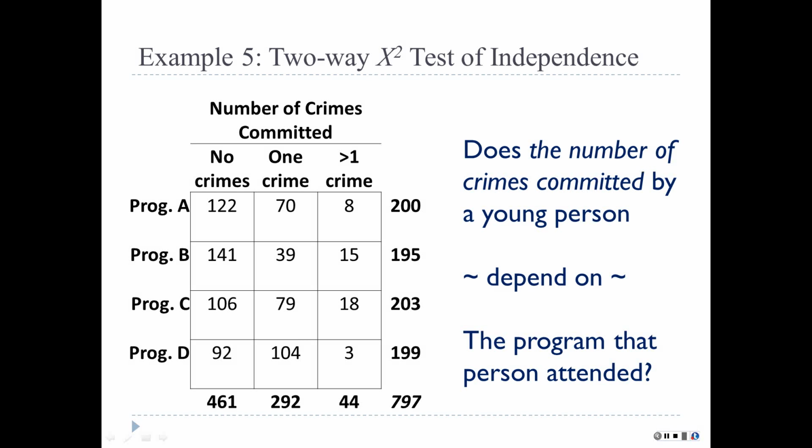Let's say there are 4 separate programs, and we had roughly equal enrollment in the programs, around 200 for each. You can look at the numbers here, and it might be hard to make sense of them. One of the things we can do to make sense of them is graph them.